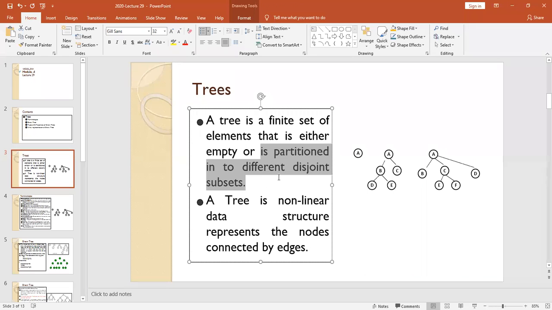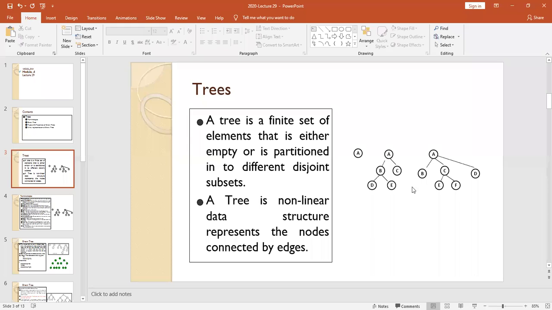into different disjoint subsets. It is partitioned. Take this example now. A, here it was an empty set. Now it has been partitioned into two sides, on the left as well as on the right. This one is called the left subset and this one is called the right subset. Keep this in your mind: any tree is divided into two sets. The first set we call the left subset, and what you have on the right is called the right subset.